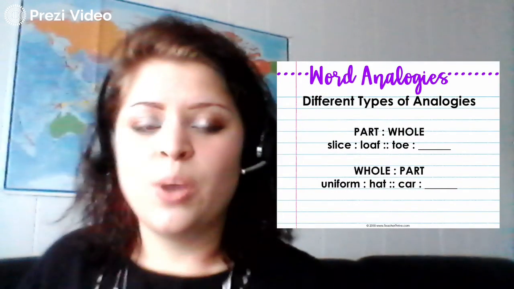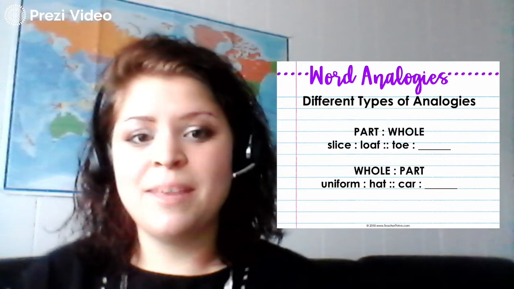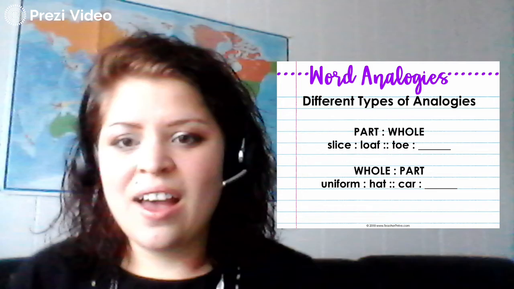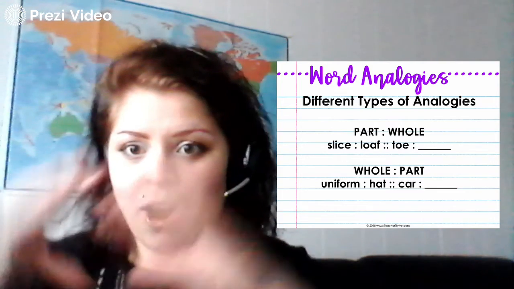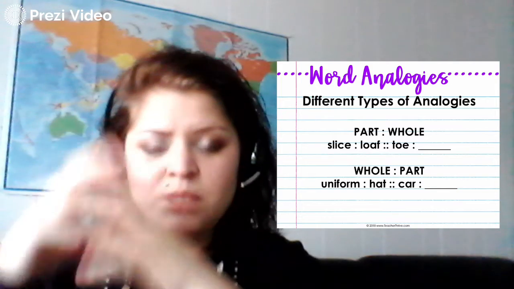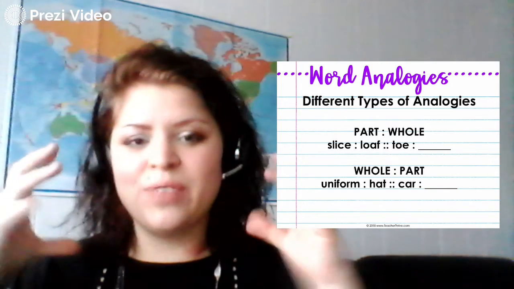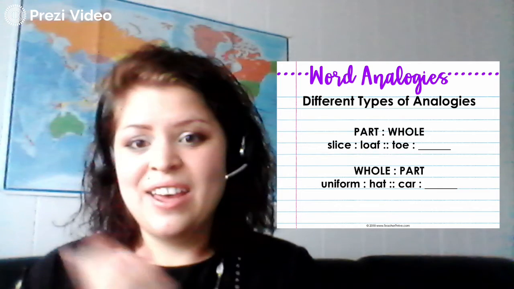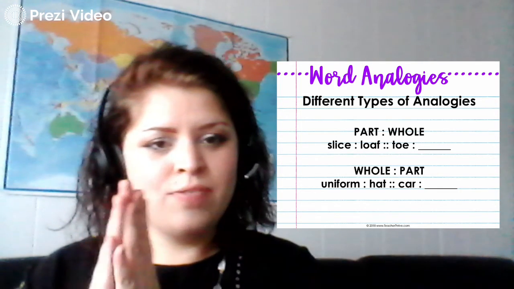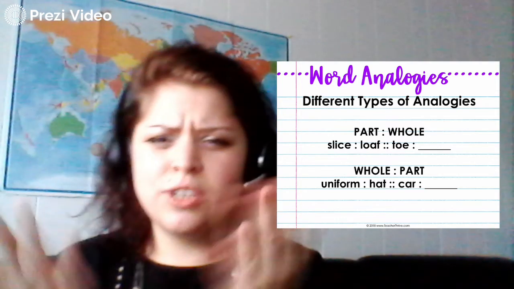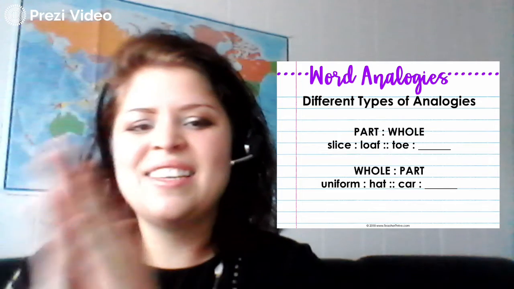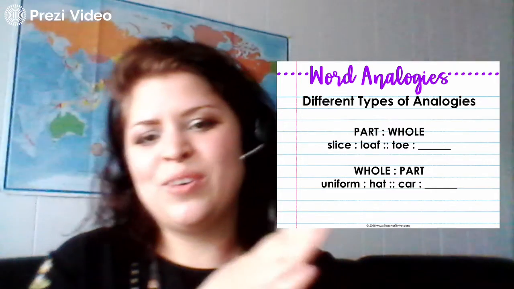Okay, so part to whole. Let's make sense of this. A slice of bread is part of the whole loaf of bread. That's the relationship between those words. So the example I have here is toe. Slice is to loaf as toe is to, what is a toe a part of? Your foot. So slice is to loaf as toe is to foot.